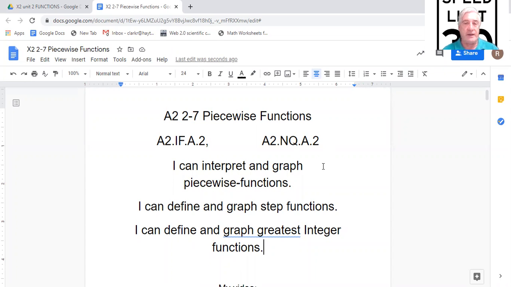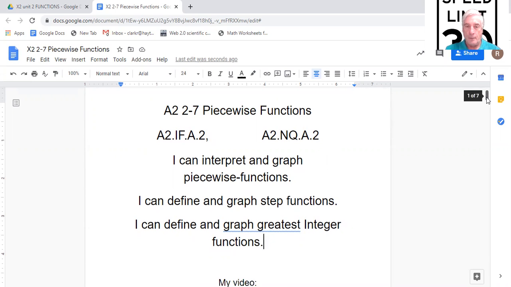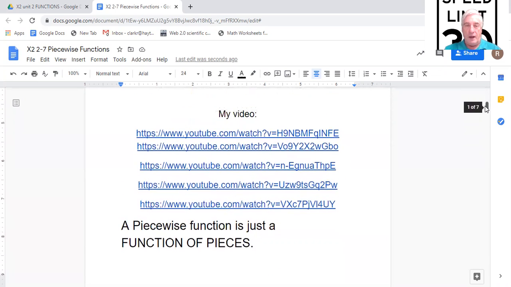The I can statements: I can interpret and graph piecewise functions. I can define and graph step functions. I can define and graph the greatest integer functions. My video will go here. You've got 4 or 5 others. If you need them, go to them.